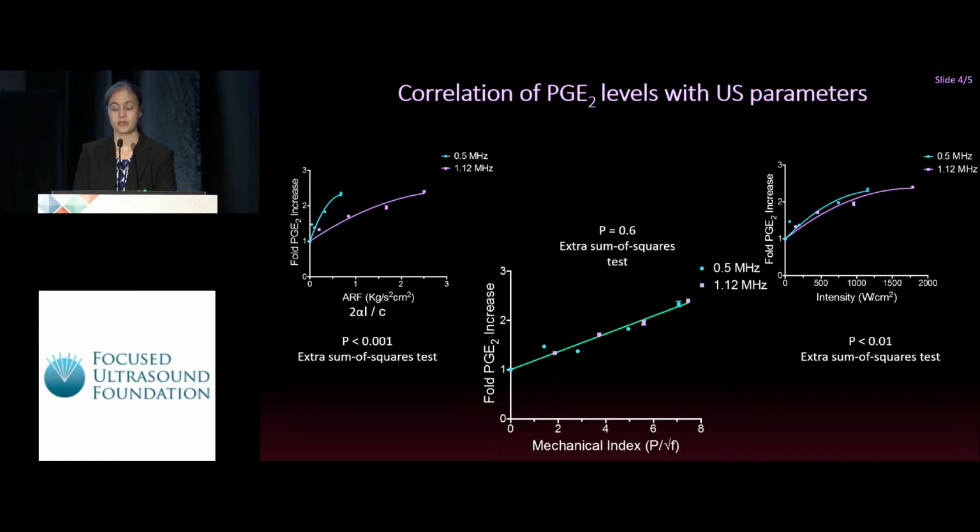When we plot this against mechanical index, however, we see that the curves for 0.5 megahertz and 1.12 megahertz are not significantly different, and they can be described by a single global relationship. So two things to note here is that, as I said before, we did see an increase in PGE2 at levels beneath that which we could detect the harmonic emission, and mechanical index is also proportional to acoustic radiation force.